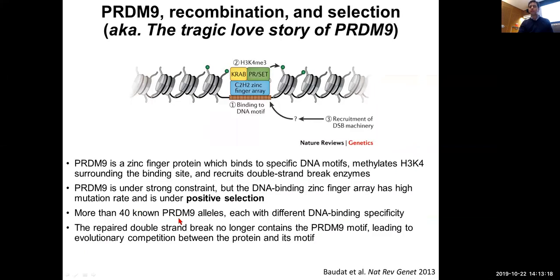There are 40 different PRDM9 protein coding variants, 40 different alleles, each with a different DNA binding specificity. And depending on which PRDM9 protein version I inherited from mom or from dad, I'm going to have a different set of recombination hotspots in the lineage that I give to my children. Right? Who thinks this is all kind of cool? Right? Okay, awesome. So the repaired double-stranded break no longer contains the PRDM9 motif, leading to this evolutionary competition between the protein and its motif. Sounds good? Everybody with me so far?